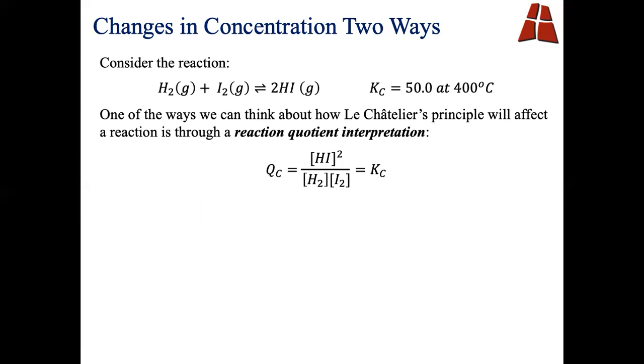has to do with thinking about things in terms of our reaction quotient, Q. Okay. And so one of the ways we can think about Le Chatelier's principle here is through our reaction quotient. If we were to write out our products over our reactants raised to their stoichiometric coefficients for the same reaction, this is what it would look like. And of course, Q is equal to K when things are at equilibrium.